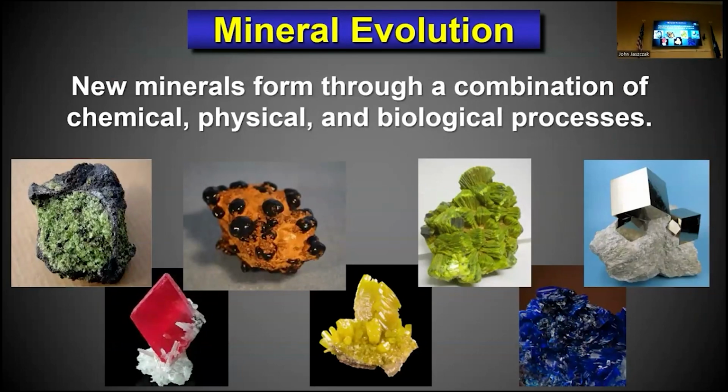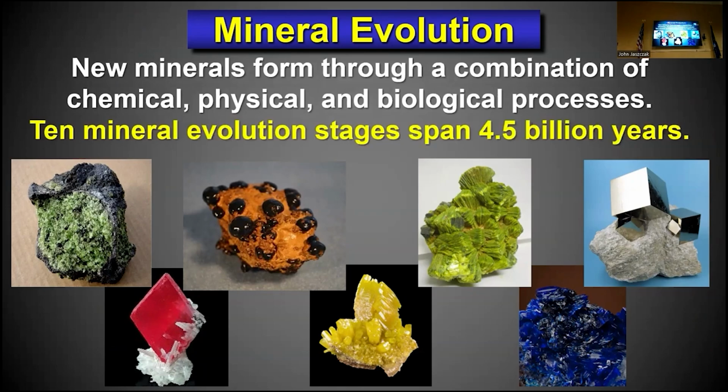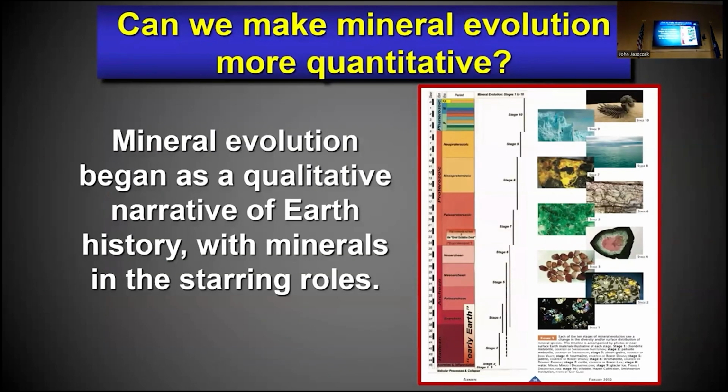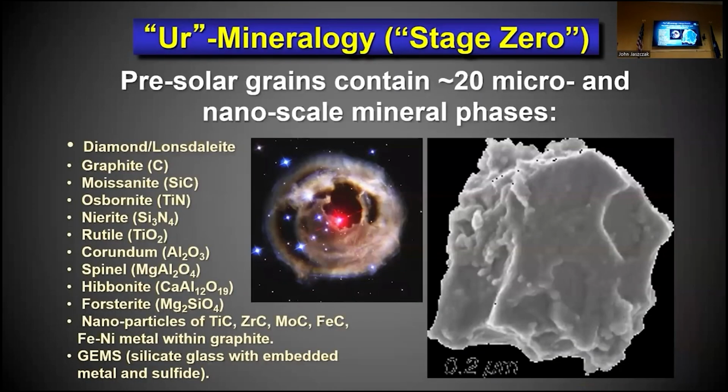So here's the soundbite. If you need an elevator speech, new minerals form through a combination of chemical, physical, ultimately biological processes. And we can trace those changes through planetary history in 10 stages. So the 10 stages is a narrative starting very long time ago, more than 4.5 billion years, and going up, up, up, in these stages that are somewhat overlapping and tell the story of Earth's evolution.